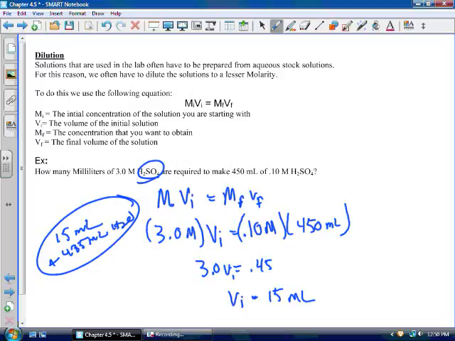All right, so these are pretty simple problems, pretty straightforward, and there's really not much complexity to them that you can't figure out.